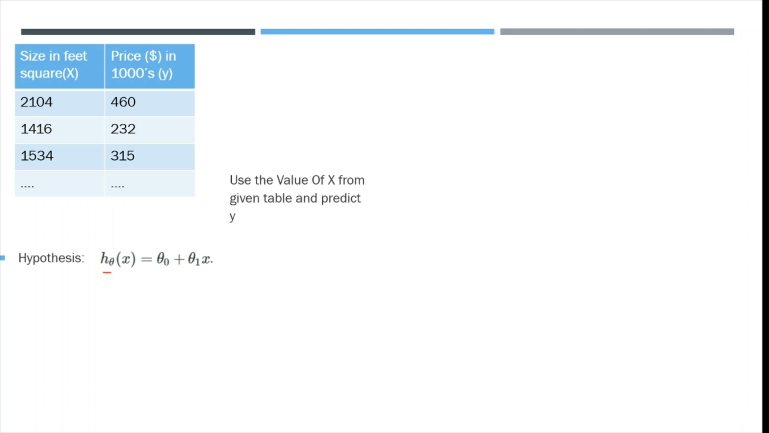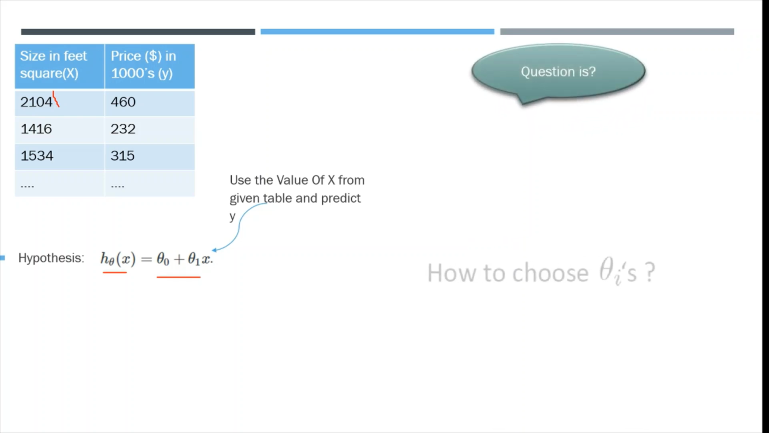If you want to find the value of h of x, or predict the value of y, we use a given value of x from the table and predict y. So just use the value of x over here in this formula and get the predicted value of y. But the question is how to choose the theta. And the question may arise, why do we even need to choose the theta?